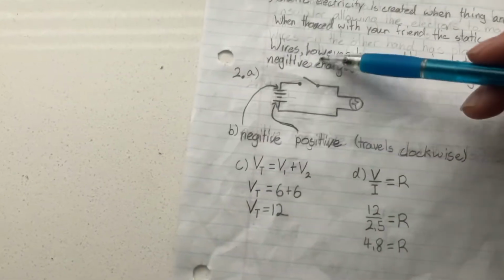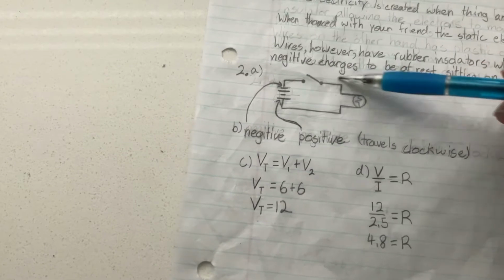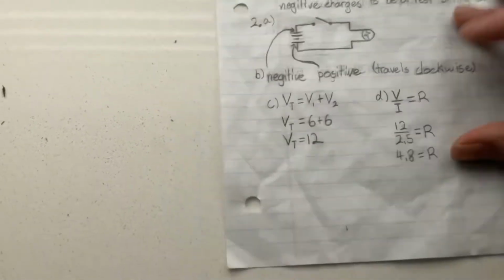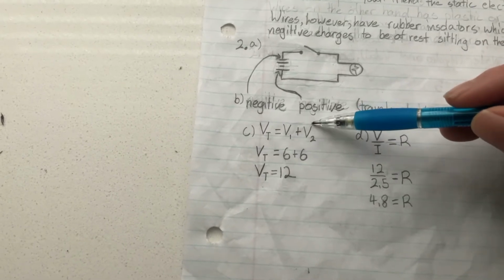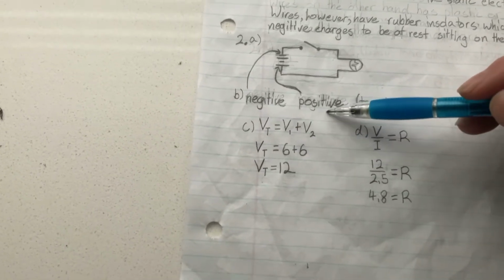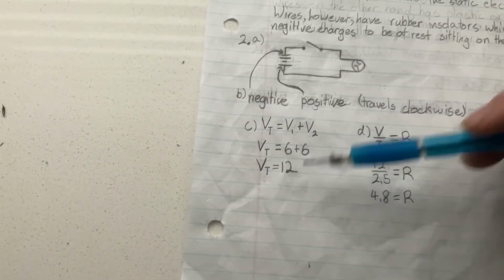For 2a, I drew the circuit, and since the negative end is on top and the positive end is on the bottom, and since electrons always travel from the negative to the positive, it travels clockwise. That's 2a and b. For 2c, we get the total voltage by adding voltage 1 and voltage 2. Since they are equal, it's 6 plus 6, which equals 12.